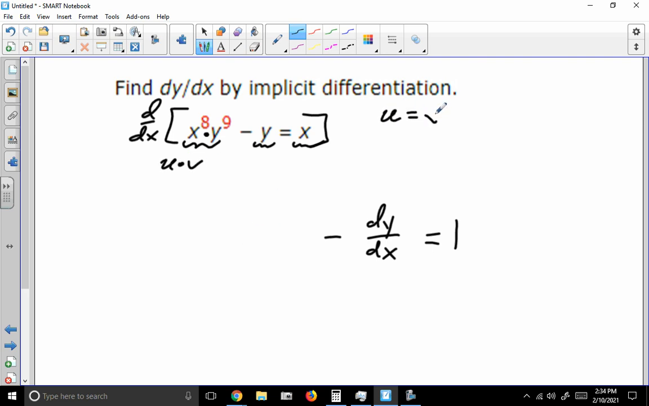So let's call u x to the 8th. So u prime, the derivative of this with respect to x, is 8x to the 7th. Now v is y to the 9th, so we need to take the derivative of that with respect to x. So this is just the chain rule.